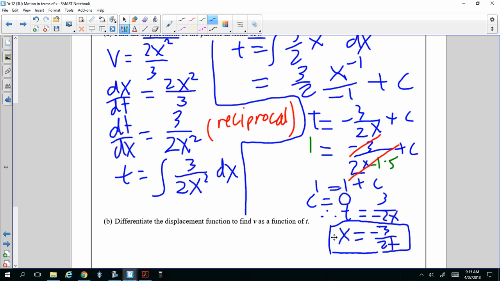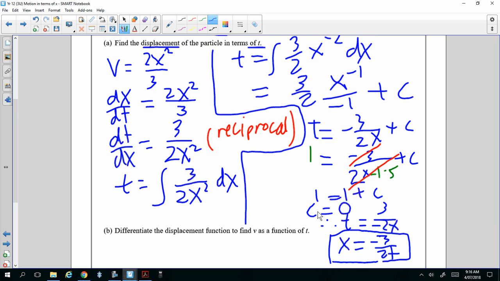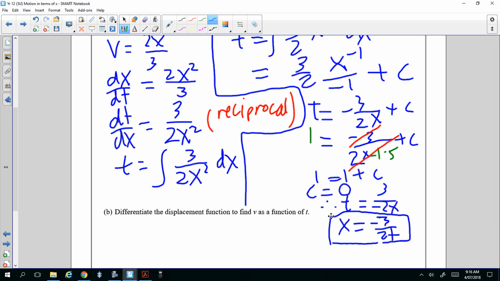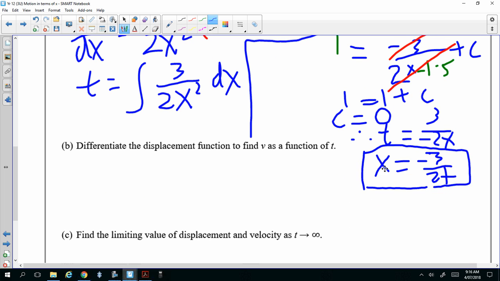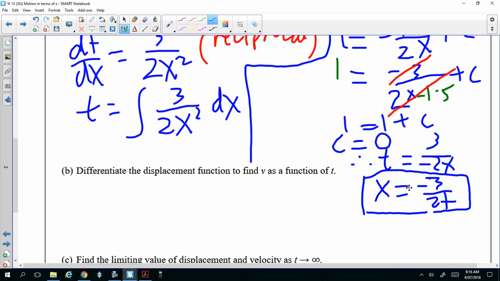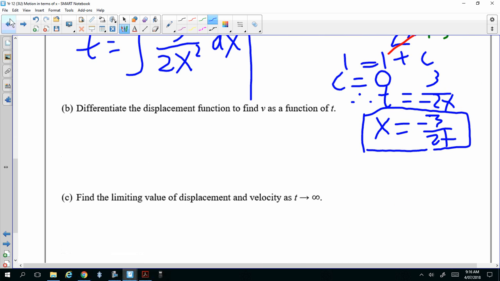Now once we have x in terms of t, we can find v in terms of t. To find v in terms of t, there are two ways. You can either differentiate x to get v, or you can substitute into this. Let's do it both ways. Method 1.